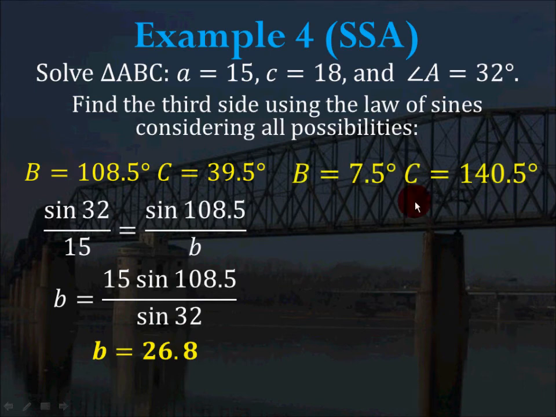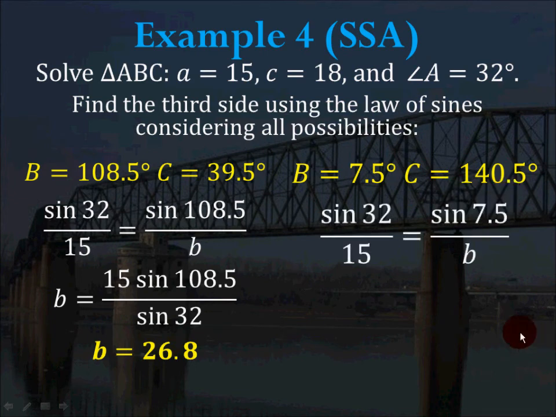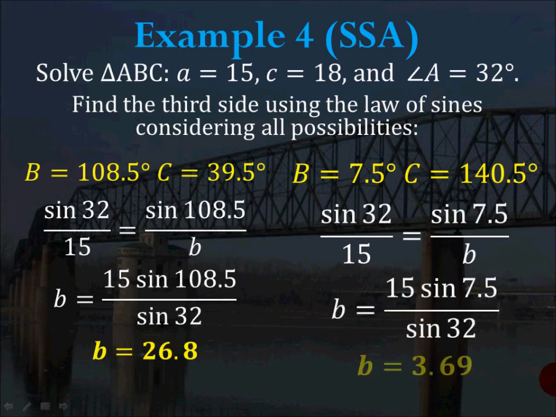Now, if you have the second case where B is 7.5 degrees and C is 140.5 degrees, you're going to use the same formula to solve for side B, except you're going to plug in angle B up here. So, doing the same type of math, you get the other possibility for side B is 3.69. And if you look at the previous slide to see the triangle, you can see the difference in the lengths of side B. This one is very stubby and short. This one is much longer.